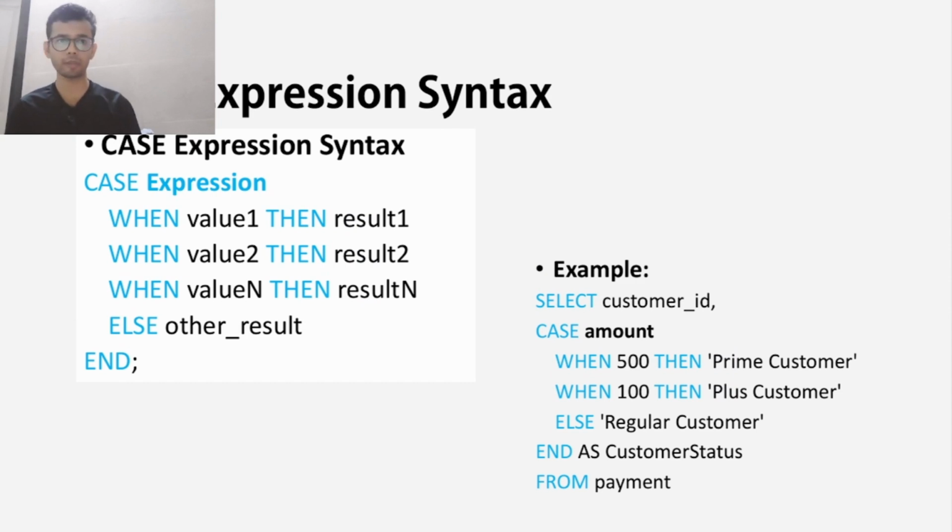Another syntax of the CASE expression is CASE expression WHEN value. Here the change is that we add the expression up front, and now we give only a value after WHEN. In the example, select customer ID, cash amount. Now we just put the value of the condition: WHEN 500 THEN prime customer, WHEN 100 THEN plus, ELSE regular customer, as customer status. It will add a new column in our output table.